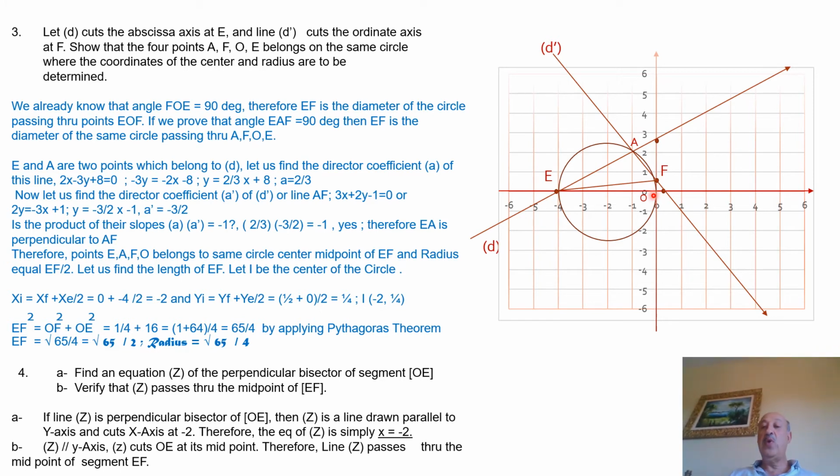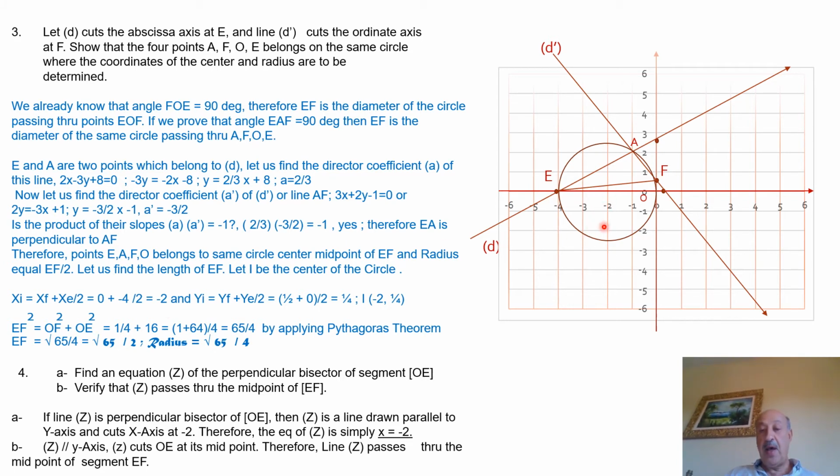Great. How can we determine the center of this circle? The center of this circle is simply the midpoint of EF. Can we find the coordinates, let's say of I, the midpoint of EF? Yes. What is the coordinate of I? First, let's take the abscissa. The abscissa of F plus the abscissa of E divided by 2 gives me the abscissa of I. Let's solve it here. We find x equals minus 2 is the abscissa of I.